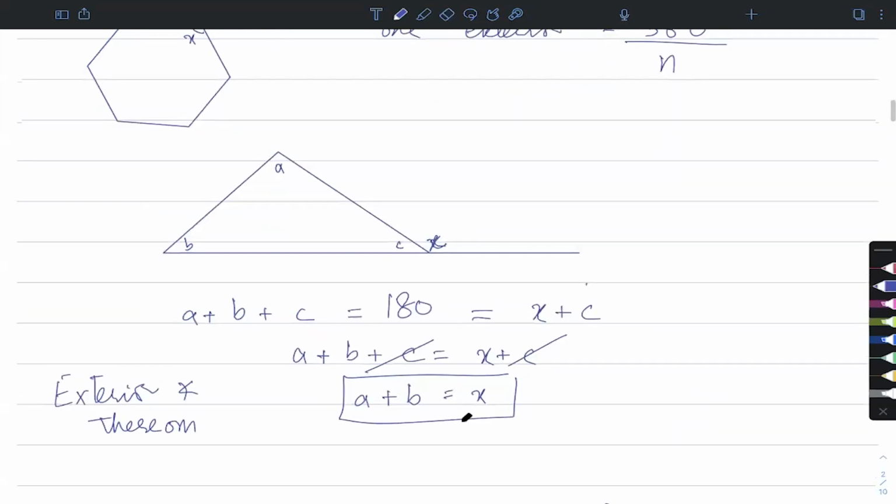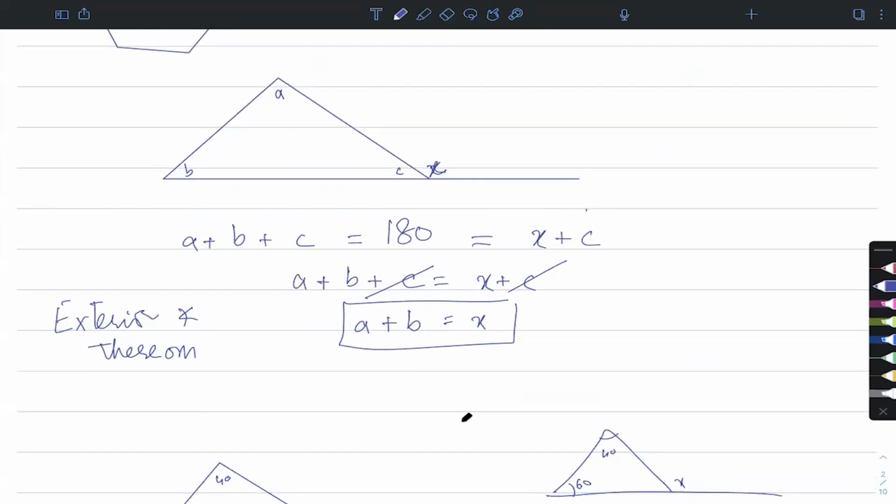So for example, now we have a few theorems that are specific to triangles. This is one theorem that says the exterior angle, this angle x, is equal to the sum of the two other interior angles. So x is a plus b. How is that possible, sir? Oh, it's pretty straightforward. I'll show you how that is.